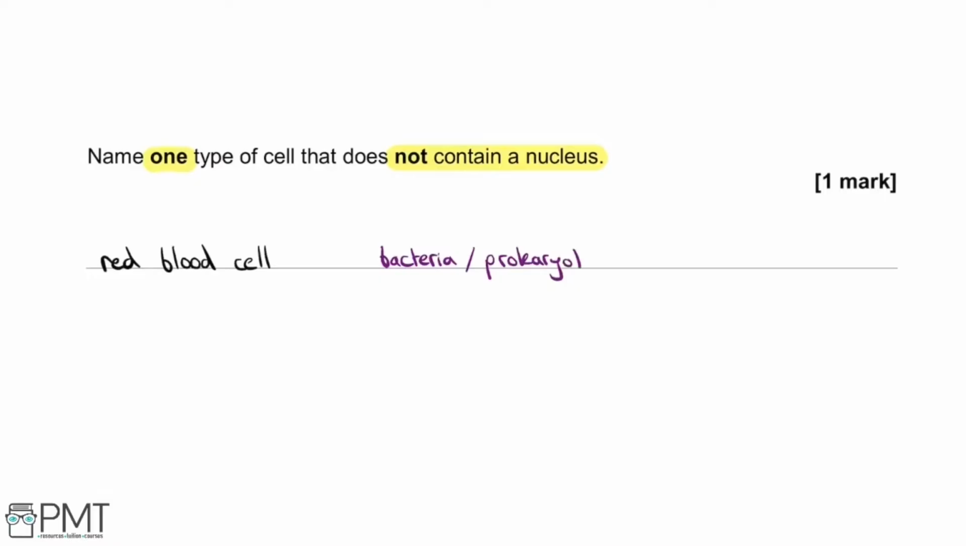Instead, they have their chromosomal DNA free in the cytoplasm, and they can also have loops called plasmids, which contain genetic material. And then you can also mention the xylem cells, so those would be in the plants. And they don't have a nucleus because they're not living cells, they're dead cells just acting as a tube to carry water, and so they're not carrying out any functions that a nucleus might be needed for.